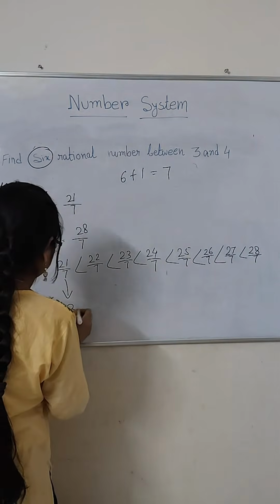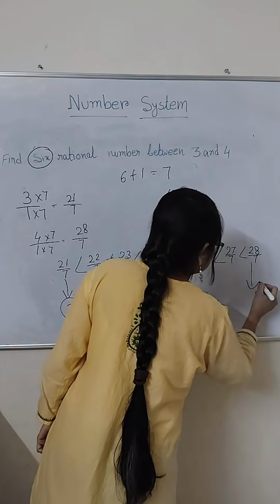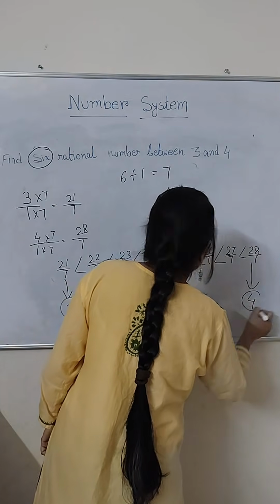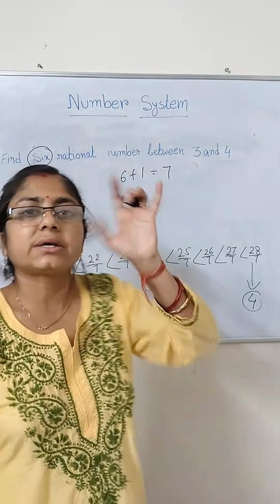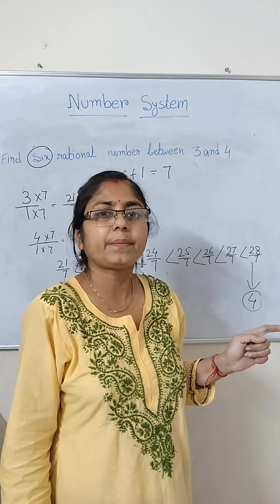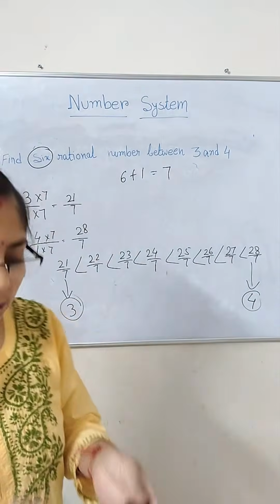First number is the 3 and last number is the 4. 1, 2, 3, 4, 5, 6. Check. 6 numbers come. Okay. So hope it is clear for you.